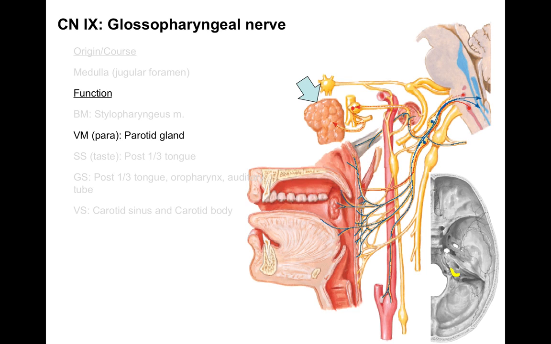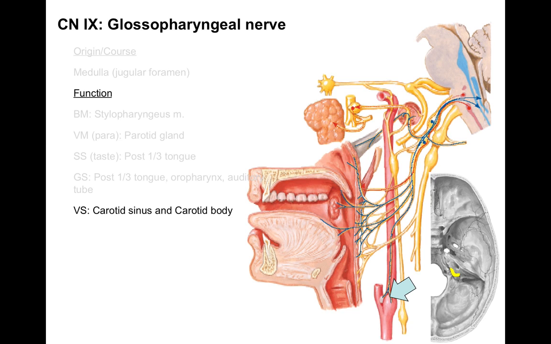It also does visceral motor, which is parasympathetic innervation to the parotid gland. So the facial nerve does all the glands in the head except that one, the parotid gland. So it helps make saliva. It also is going to do taste to the posterior third of the tongue, and also general sensation to the posterior third of the tongue, but also the oral pharynx, right along the back of your throat, and then part of the opening of your auditory or eustachian tube.